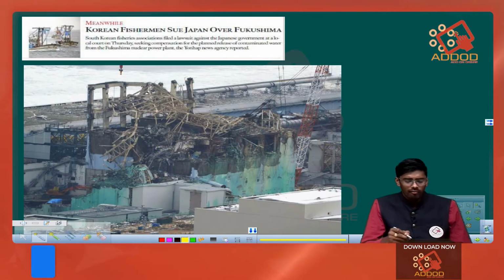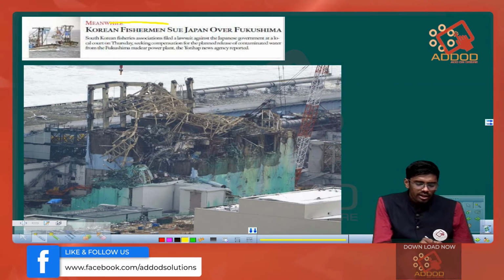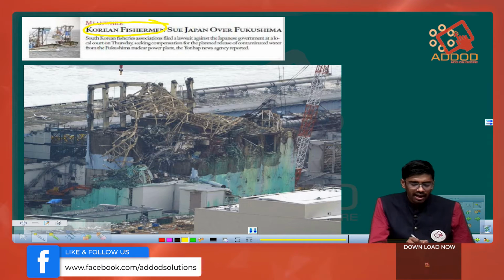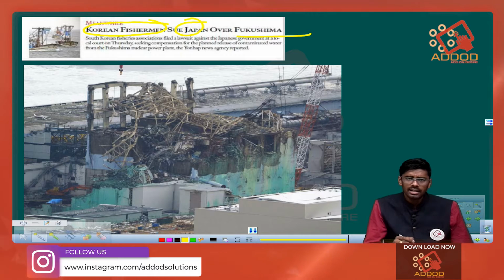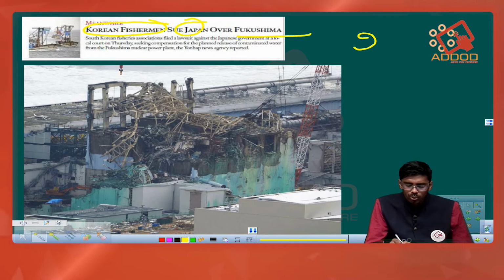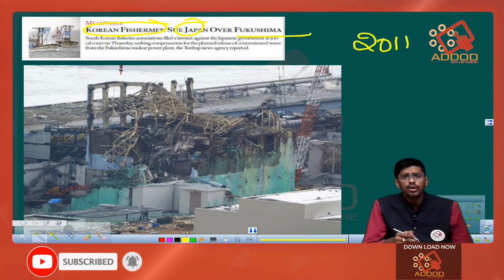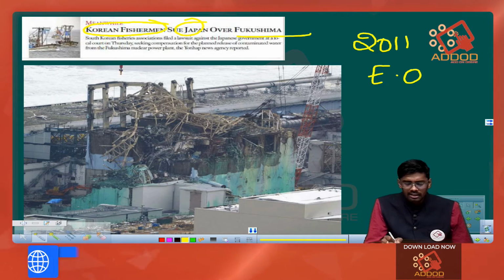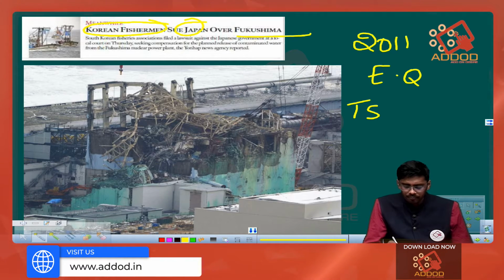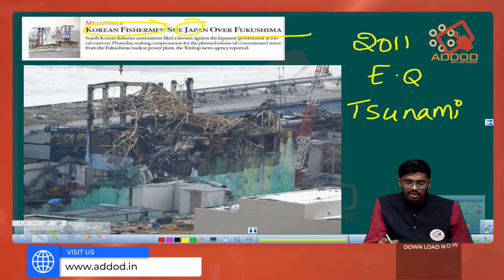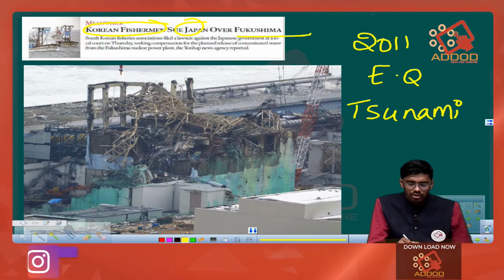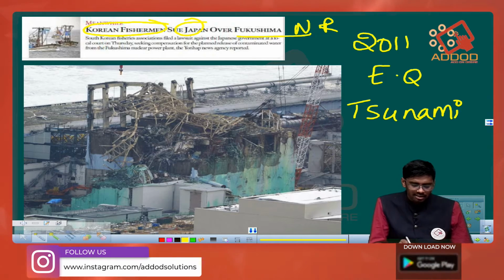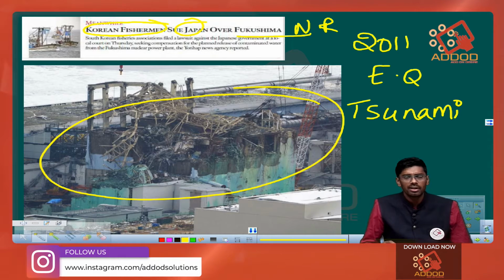Next, we have an article where it is stated that Korean fishermen are suing Japan over Fukushima. So we'll see about this article now. We know that in the year 2011 there was a huge earthquake and a huge tsunami near the coastal areas of Japan, and as a result of this earthquake and tsunami, the Fukushima nuclear reactor, you can see in this image, was greatly damaged.